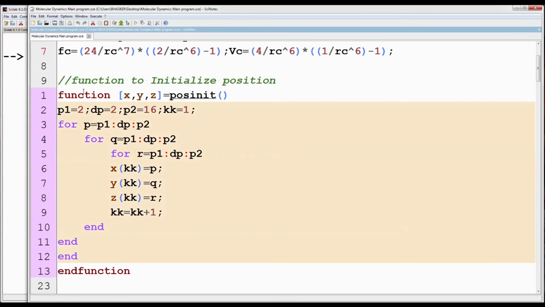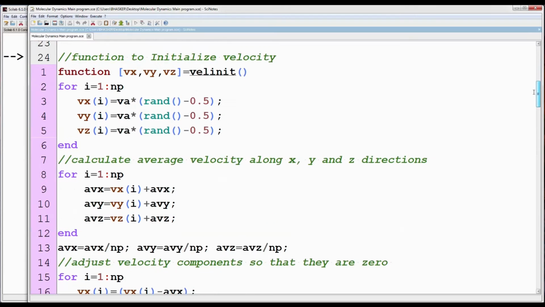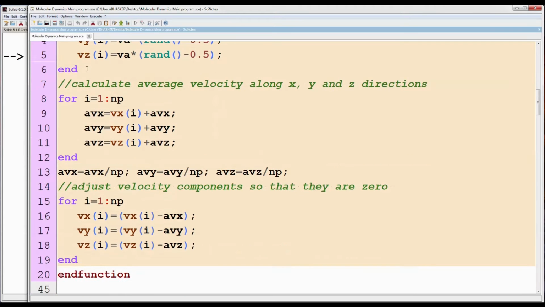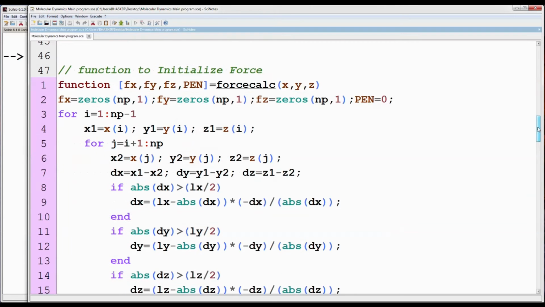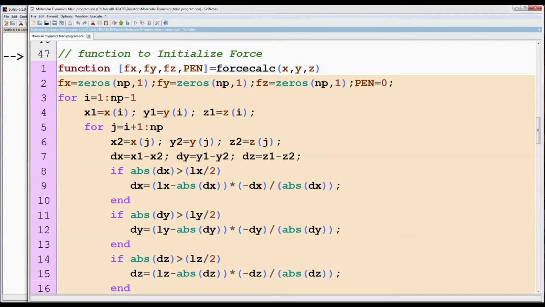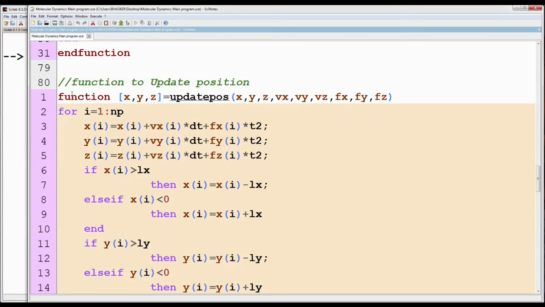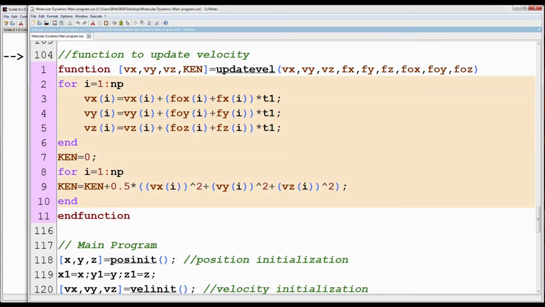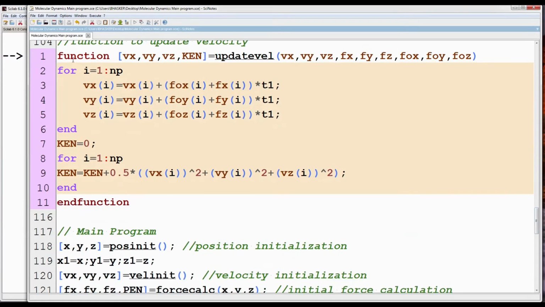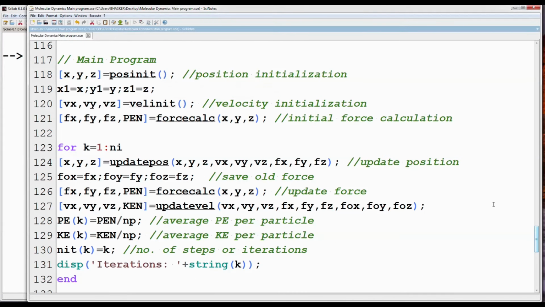This is the function to initialize the position. We are not discussing it again. Next is the function to initialize the velocities of all the particles. Then function to calculate the forces, then function to update the position, finally the function to update velocity. This is the main program. This also we have discussed.